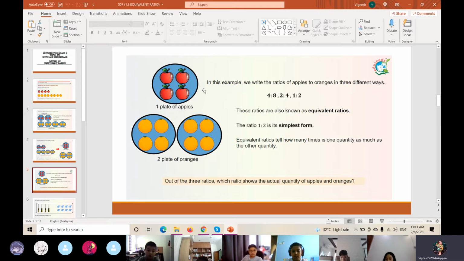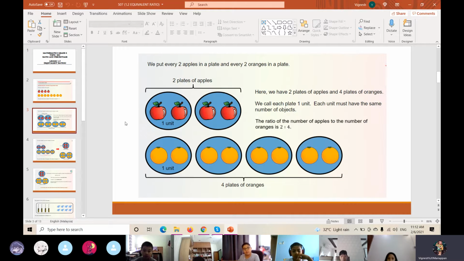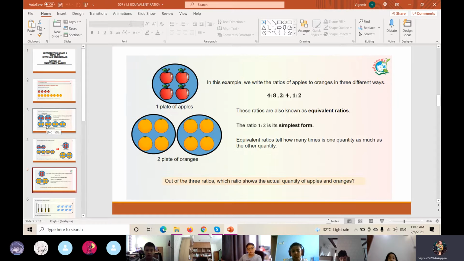Okay, let's say the question asked 1 unit is equals to 2 apples. 1 more unit is equals to 2 apples. So 2, 1, 2, 1, 2, 1, 2, 1. So maybe you can count like 2 to 4, like what we did for the first slide, this one. So 2 to 4 is one more way. Maybe you can use this one.